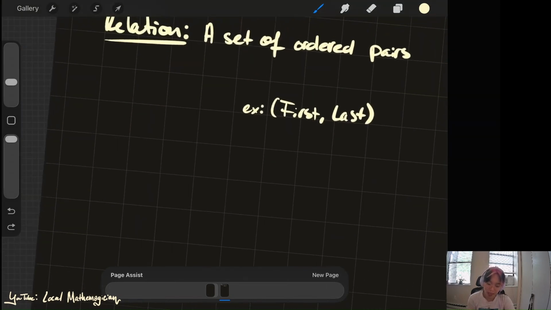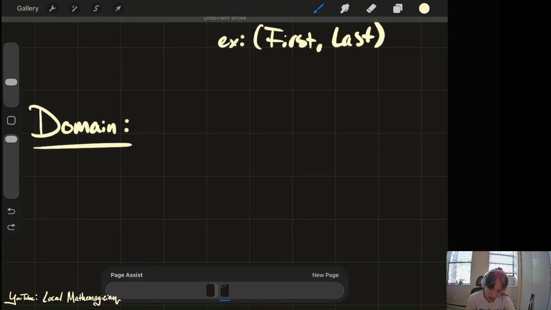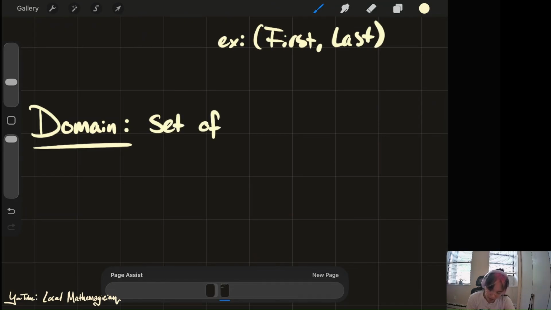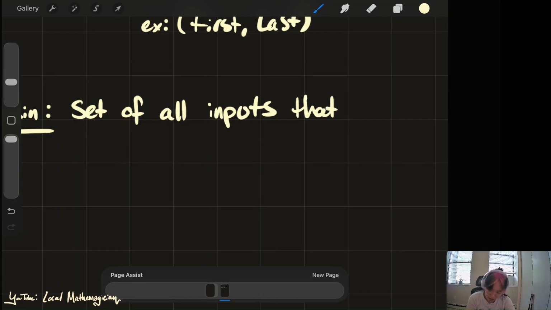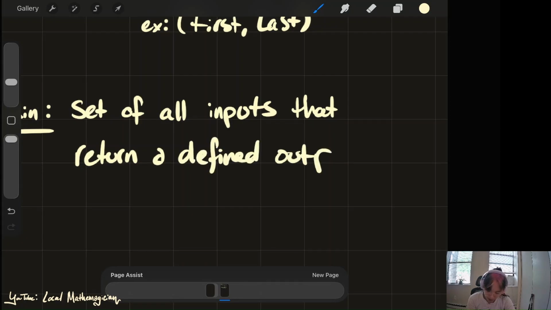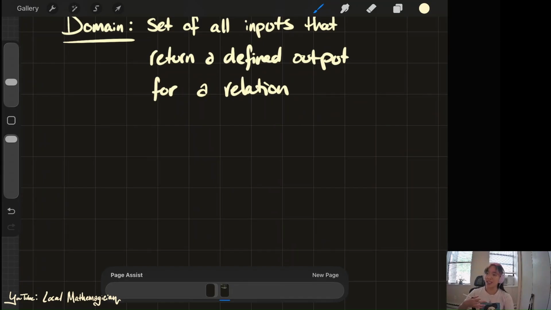Yeah, that's it. Now, in particular, what we want is the domain. Set of all inputs that return a defined output for a relation. Okay? So for example, if we talk about students in our class, right?